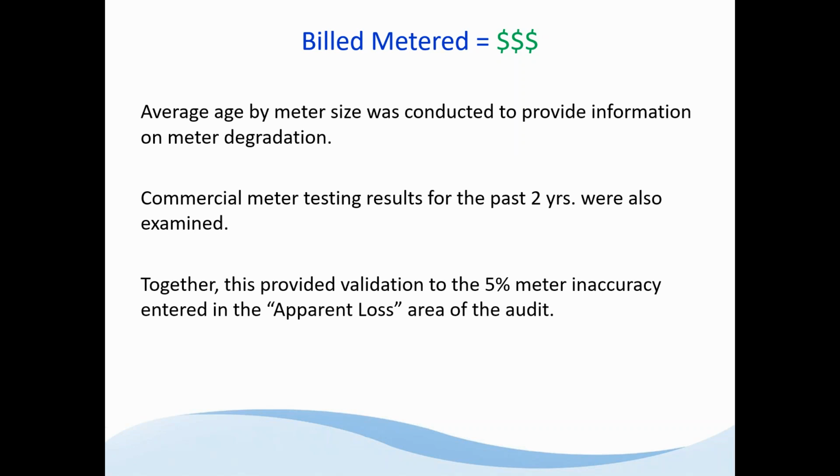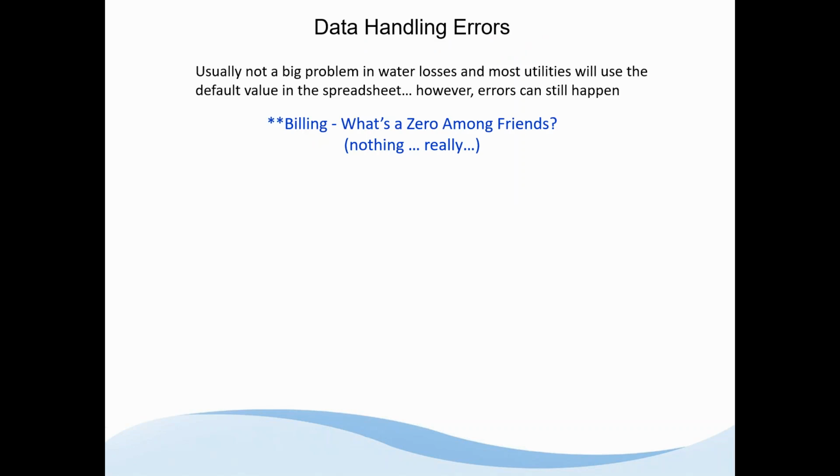Average age by meter size was conducted to provide information on meter degradation. Commercial meter test results for the past 2 years were also examined together. This provided the validation for the 5% meter inaccuracy entered into the apparent loss area of the audit.